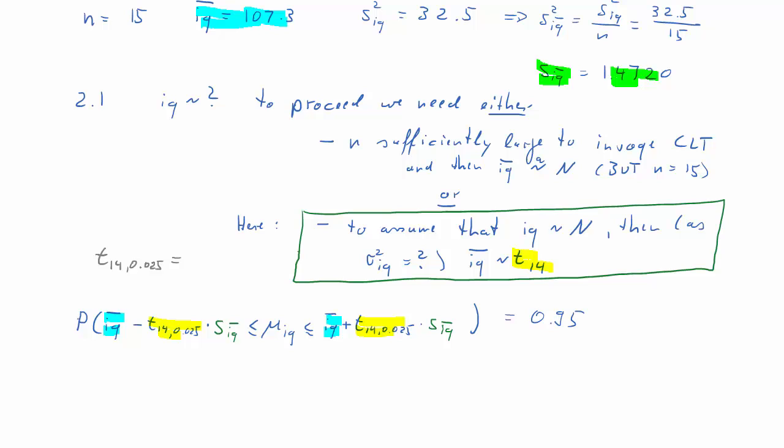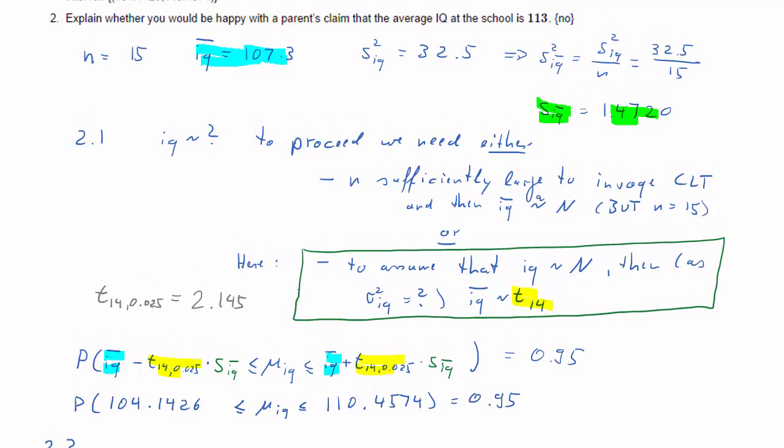With this information, we can go back to our confidence interval. We now have all the three values which we need to calculate the lower and upper bounds for this confidence interval. We plug in all the numbers, and this is the result you should get. The lower bound is 104.1426, and the upper bound is 110.4574. So it's a 95% probability that the unknown population mean for IQ should be between these two values.